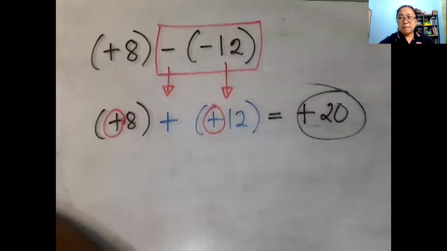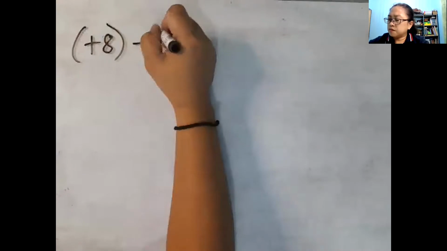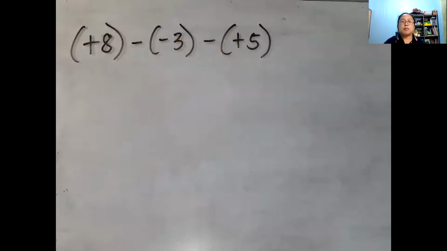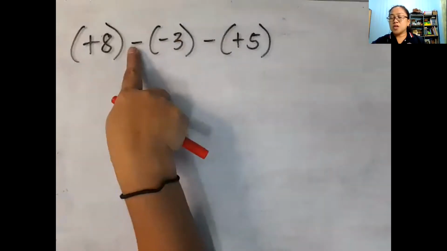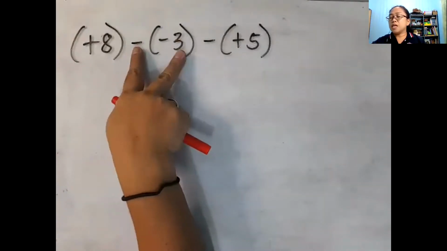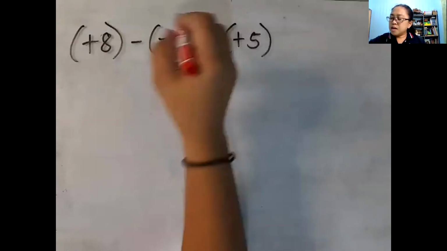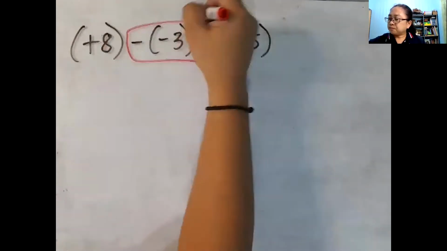Ma'am, paano po pag halimbawa higit sa dalawa yan? Okay, level up tayo. So, suppose we have positive 8 minus negative 3 minus positive 5. Okay? So, tignan natin mabuti dito. Ilan ang ating subtraction symbol? Kung ilan yung ating subtraction symbol, ibig sabihin, ganun din kadami yung ating subtrahend. So, in this case, there are two subtraction symbols. Yung isa na nasa unahan ng negative 3 at yung pangalawa natin yung nasa unahan ng positive 5. So, ibig sabihin, yung mga numbers na yan ay mga subtrahend.